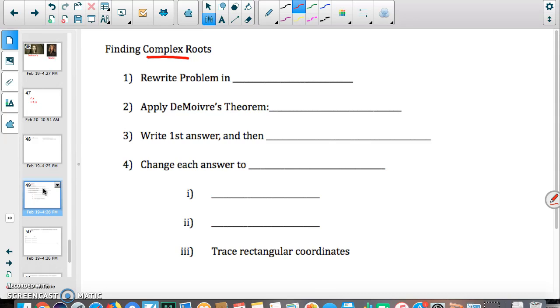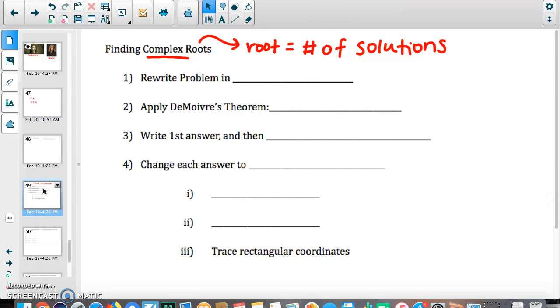So here's how we find the complex roots. You'll see that this process mirrors the one we've already been doing. You should definitely be in polar form, so rewrite the problem in polar. And I made a point here just to say that the root equals the number of solutions. So if I'm taking a cube root, I should have 3 solutions.